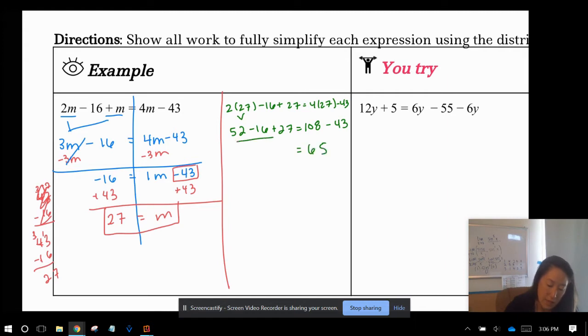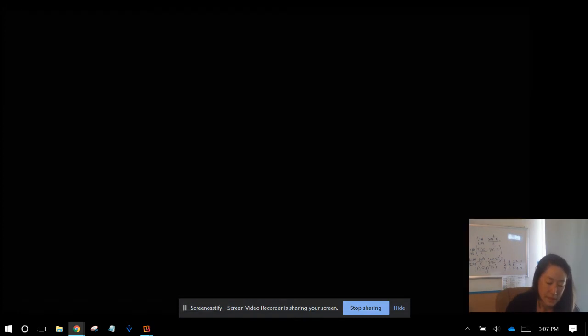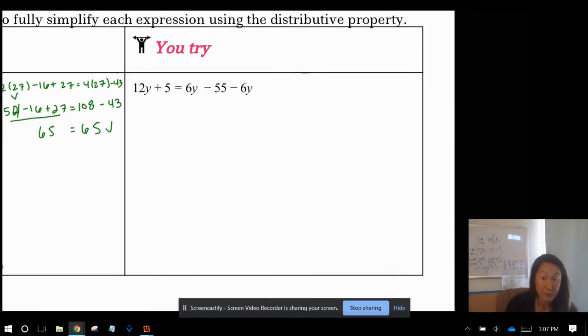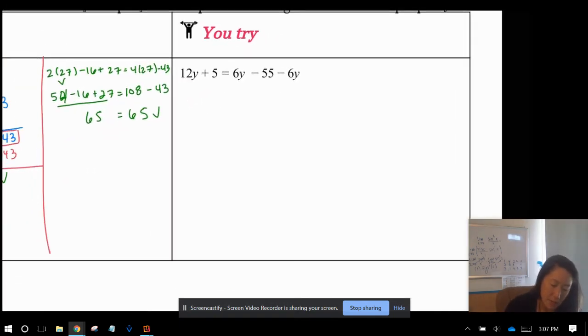And then I'm going to add these 3 up here. So 52 minus 16 plus 27 is 63. Oh, because 2 times 27 is 54. 54. Wow. 65. 65 is equal to 65. So 27 checks out. Be careful on your check there, Miss Halstead. Okay. All right. So you try this one.